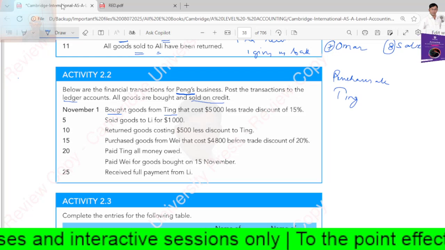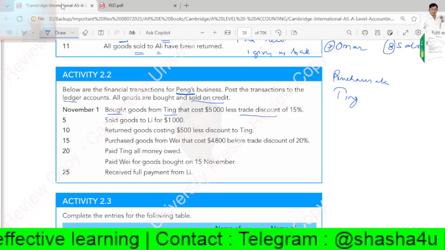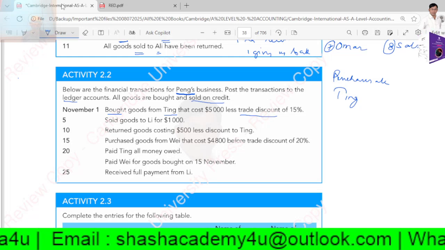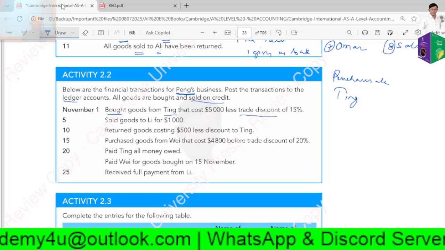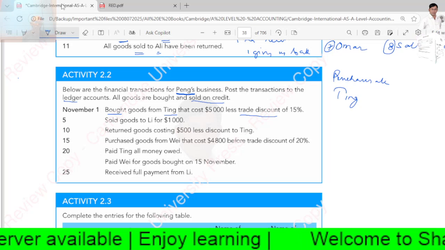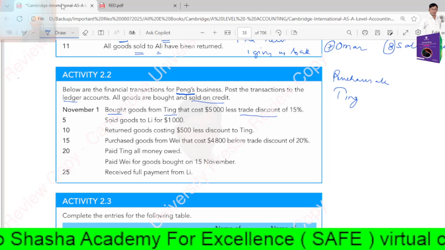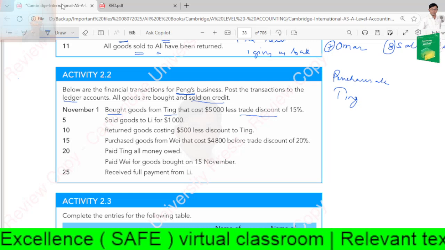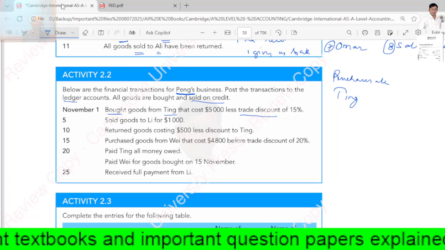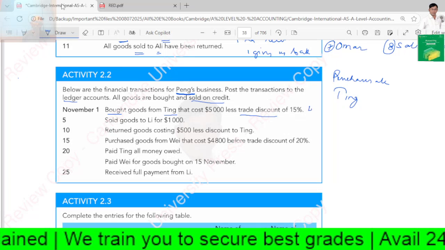Cost 5,000 less trade discount. Should we create a trade discount account? No, never. Trade discount is never shown, and the transaction is shown at the net of trade discount. 15% of 5,000 is 750, so 5,000 minus 750 is 4,250. The transaction will be shown at 4,250.